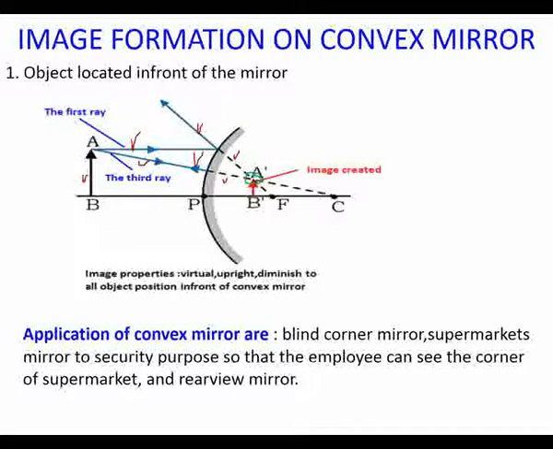Ini yang sering kita sebut sebagai kaca yang berada di tikungan jalan. And the second is supermarket mirror. The function of supermarket mirrors is for security purposes, so that the employee can see the corner of the supermarket. And the last application is rear view mirror. This is what we know as kaca spion.